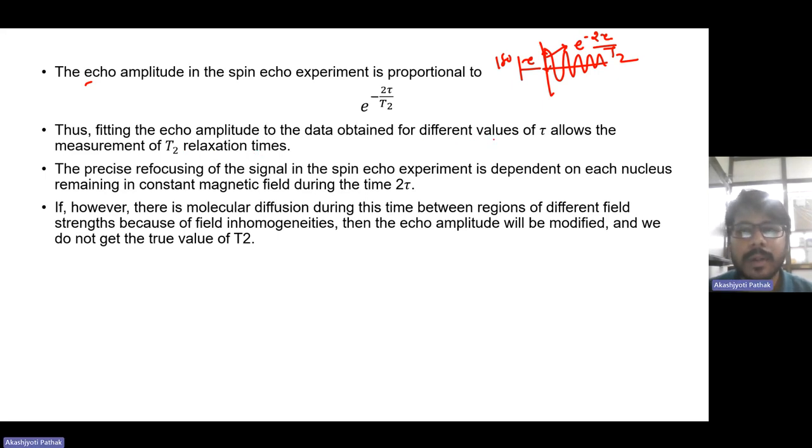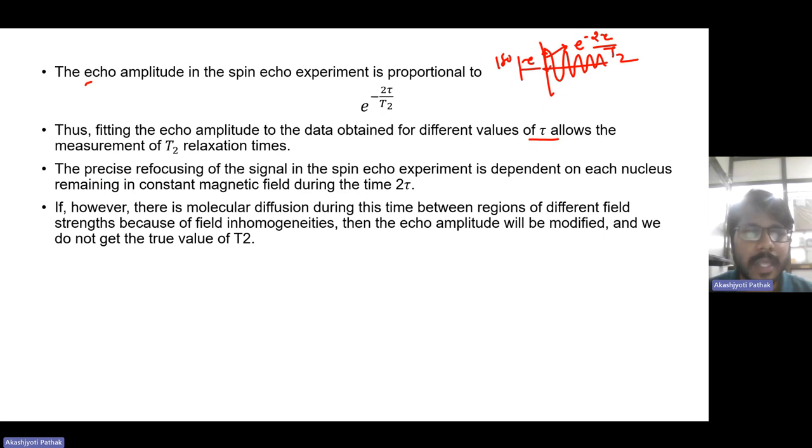So if we apply different values of tau, we can record the T2 relaxation time. For different values of tau, what are the different T2 values?